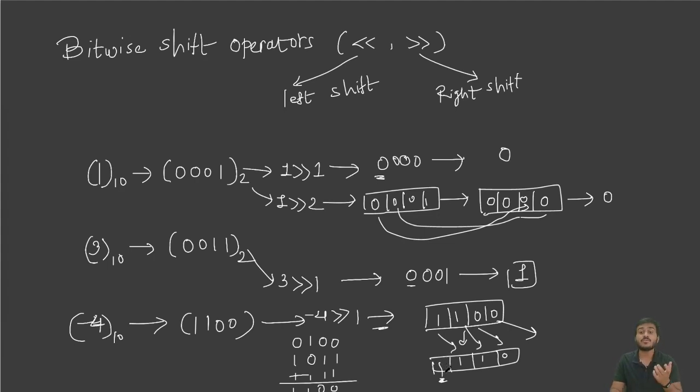Why are we filling it with 1? Because this is a negative number. Always remember, in case of negative numbers, whenever the places on the left hand side are getting vacant, you will have to fill the boxes on the left hand side with value 1.